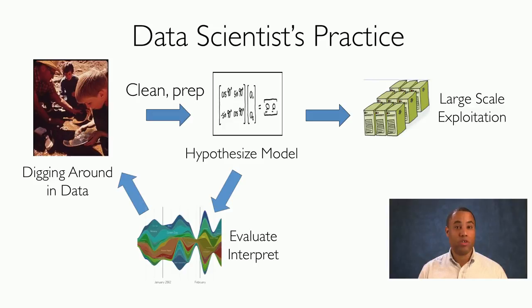They then evaluate and interpret the results of that model, and oftentimes you don't get what you expected, so you have to go back and collect more data and repeat this cycle of cleaning, preparing that data, hypothesizing a new model, or maybe a hybrid of your old and new or some composite model, and then evaluate and interpret the results from that, and then repeat and repeat and repeat until finally you have a model that you think gives you interesting, statistically significant results. And then you want to run that model at massive scale. And so this is where large-scale exploitation comes into play.